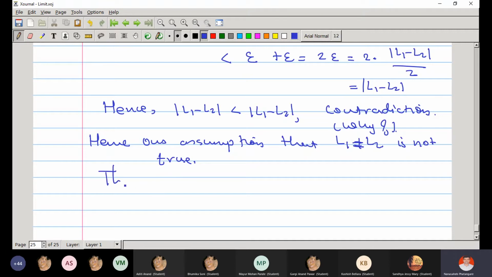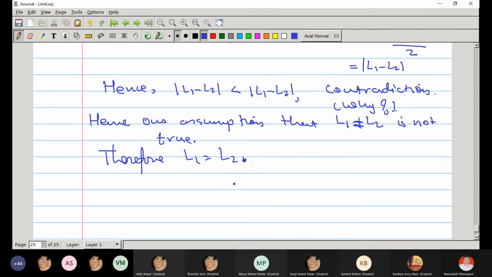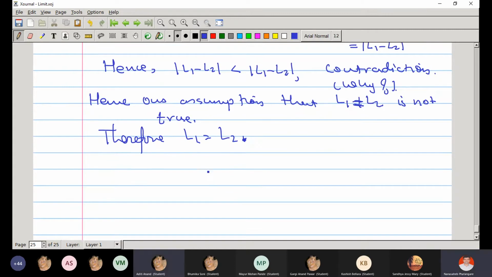So here, therefore, L1 must be equal to L2. And so what is the moral of the story? The limit at any point is unique. Right. So thus the limit of f at a is unique if it exists.